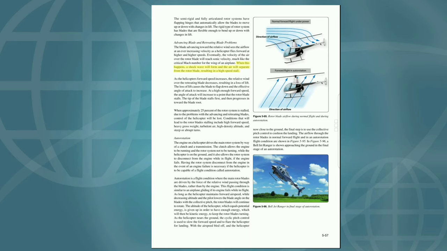As the helicopter's forward speed increases, the relative wind over the retreating blade decreases, resulting in a loss of lift. The loss of lift causes the blade to flap down and the effective angle of attack to increase. At a high enough forward speed, the angle of attack will increase to a point that the rotor blade stalls. The tip of the blade stalls first, and then progresses in toward the blade root. When approximately 25% of the rotor system is stalled, due to the problems with the advancing and retreating blades, control of the helicopter will be lost.